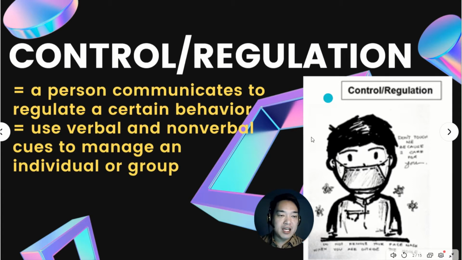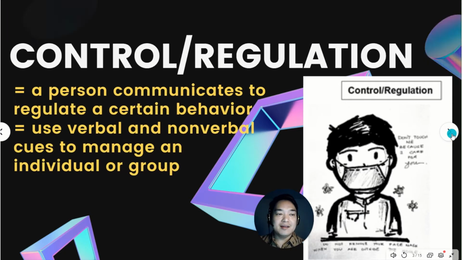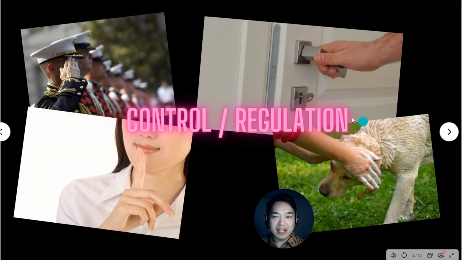Just like in our example here, our picture shows a boy or a person telling us to not touch him because of the current pandemic, and also to wear the proper personal protective equipment. Other examples of control or regulation are when soldiers are asked to make the salute stance, when your parent asks you to close the door and lock it, when you see the school librarian perform the hush sign telling you to be quiet since you're in the library, or when your elder brother or older sister tells you to bathe your pet dog.